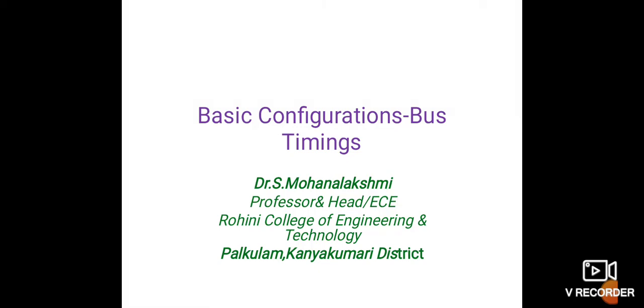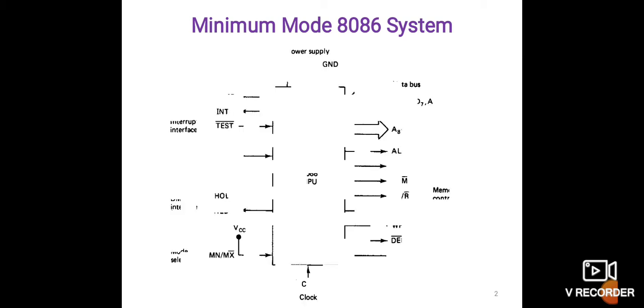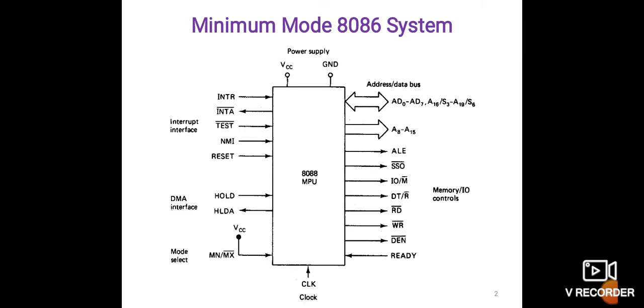The topic for the video lecture is basic configurations and their associated bus timings. Here we have two types of configuration: the minimum mode configuration and the maximum mode configuration. The minimum mode configuration is nothing but the 8086 being a standalone system. We don't add or interface any other processor or coprocessor with the main processor, that is, the 8086.